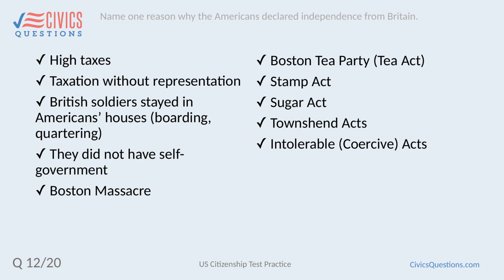Name one reason why the Americans declared independence from Britain. High taxes. Taxation without representation. British soldiers stayed in Americans' houses, boarding, quartering. They did not have self-government. Boston Massacre, Boston Tea Party, Tea Act, Stamp Act, Sugar Act, Townsend Acts, Intolerable, Coercive Acts.